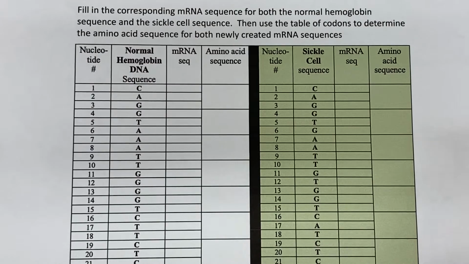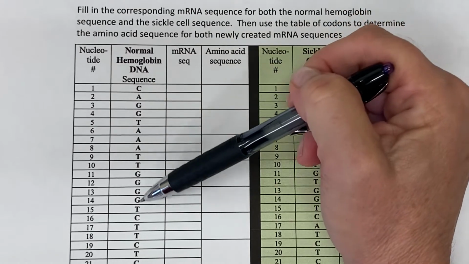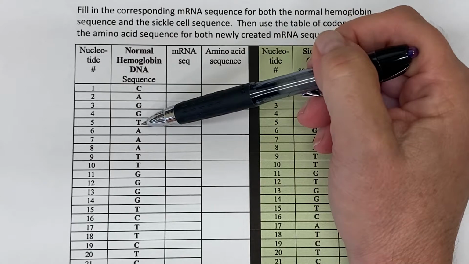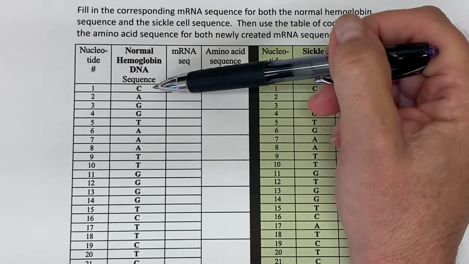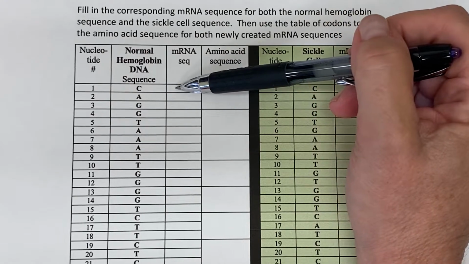So let's just start out with a reminder that we are trying to look at a sequence of DNA, and you can tell it's DNA because it has C's, A's, G's, and T's. And we're trying to make an RNA sequence. In other words, we're trying to go from DNA to RNA. That process is called transcription.